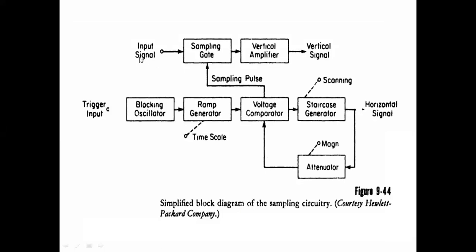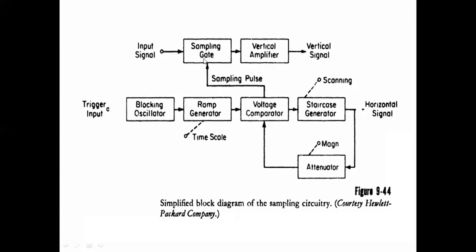The first one is the sampling gate. This sampling gate opens and closes by applying the sampling pulse. By application of the sampling pulse, this sampling gate opens and closes. When the sampling gate opens, the applied input signal is sent to the vertical amplifier.